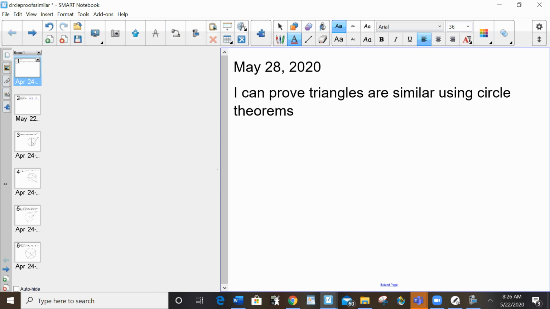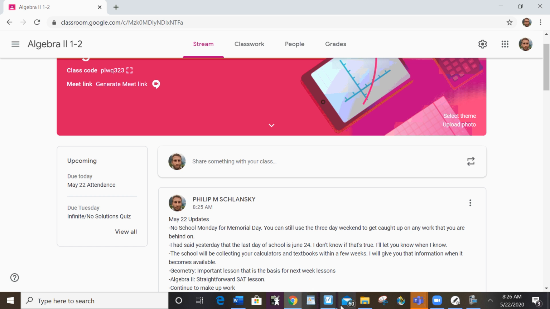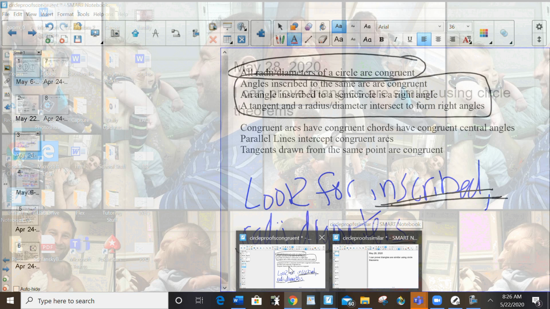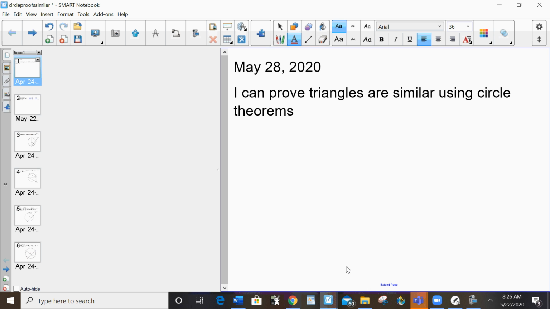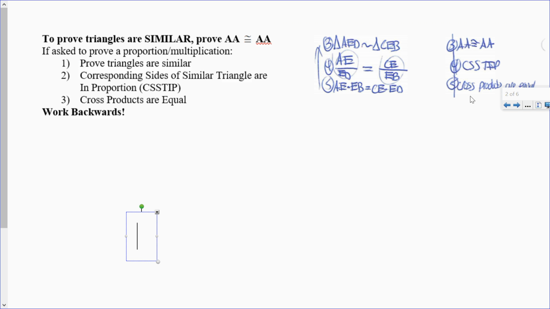So if you are asked to prove a proportion or multiplication, we're going to work backwards. And it's similar AA, proportion CSS tip, multiply CPE. Now CPE is not good enough on its own. What CPE stands for is cross products are equal. So these are the notes that's in the front of the packet, and we're literally just following the script.